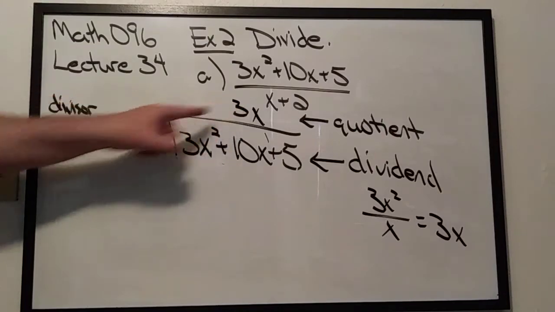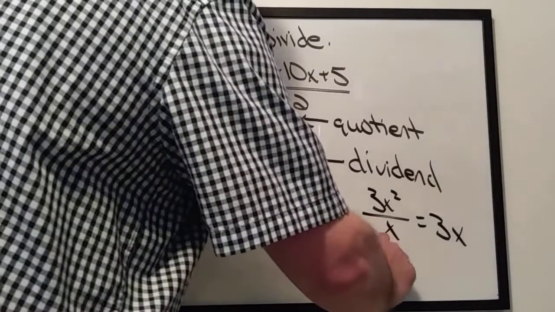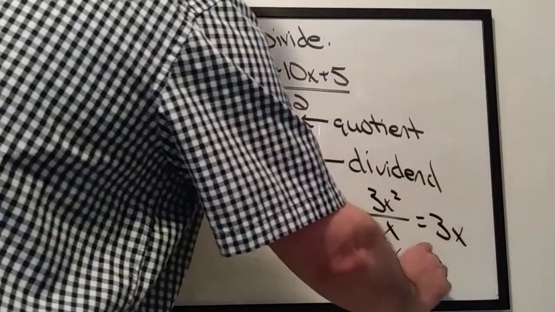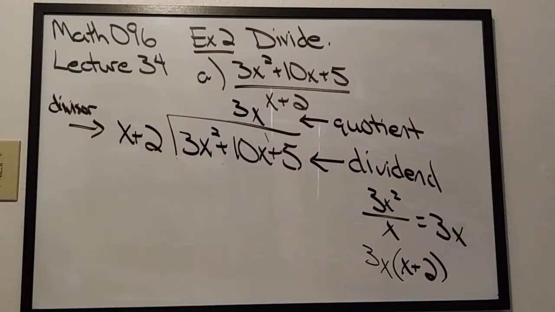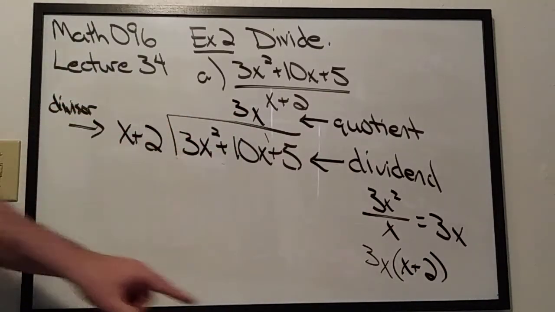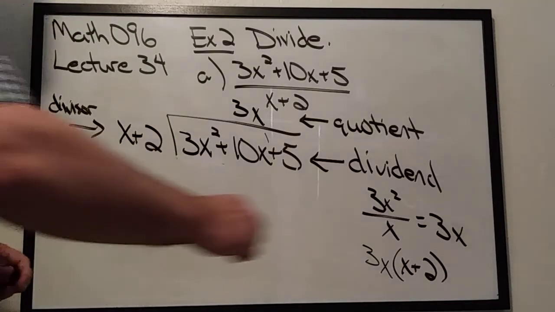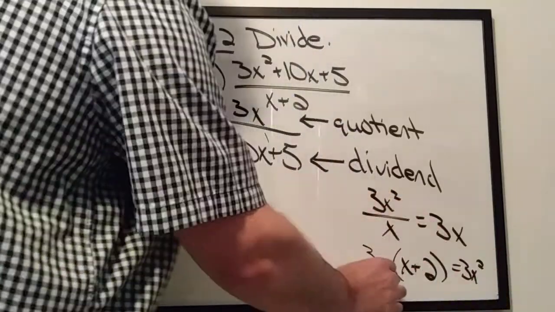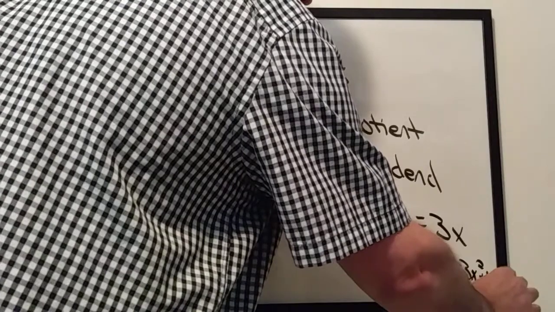So if I multiply 3x times this entire divisor, the only way that I can do that correctly is to think about it in terms of some parentheses. So I want to take that x plus 2 and put it inside of parentheses. Let's go ahead and do that off to the side. We have the 3x from up above times the entire divisor of x plus 2 in parentheses. That's a distribution problem. If I distribute the 3x through to the x, we get 3x squared. And if I distribute the 3x through to that positive 2, I get a positive 6x.